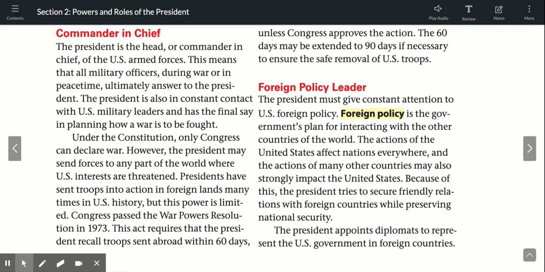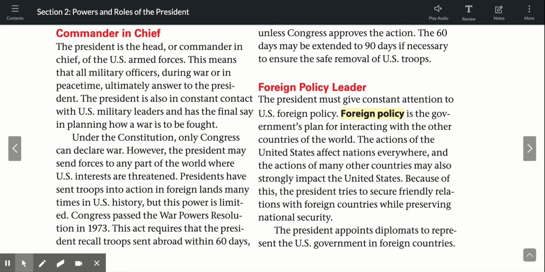Another key role that the president has is foreign policy leader. So the president must give constant attention to United States foreign policy. Foreign policy is the government's plan for interacting with other countries in the world. So this is what the president wants the United States to look like from abroad. Does he want to be friends with China? Does he want to be enemies with Russia? How will he treat his European allies? Those are topics in foreign policy. Border control, nuclear weapons, wars, the Middle East, trade. A lot of those things fall under foreign policy.